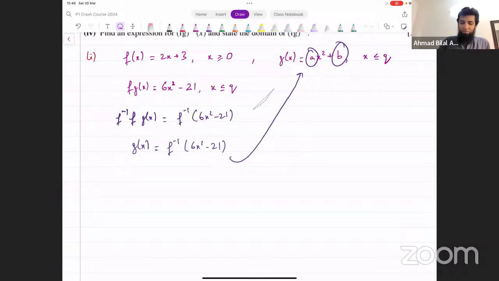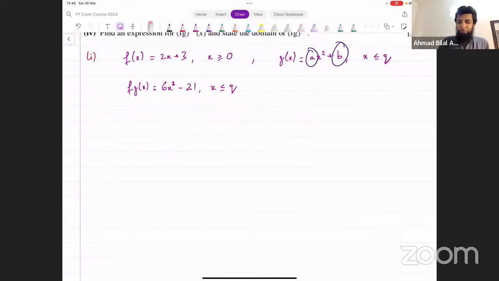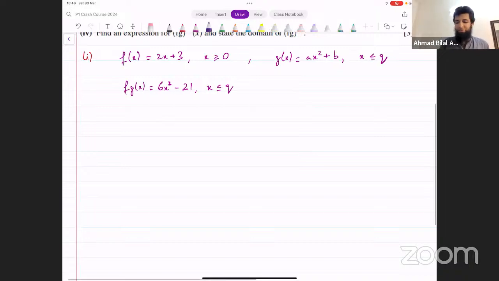They have given you fg of x. What you can do is you can find your own fg of x as well using the functions that are given. You have f of x, you have g of x. What you can do is you can find fg of x yourself.